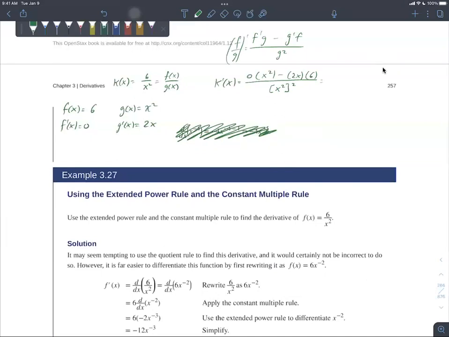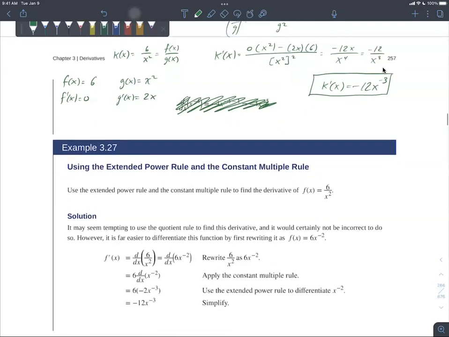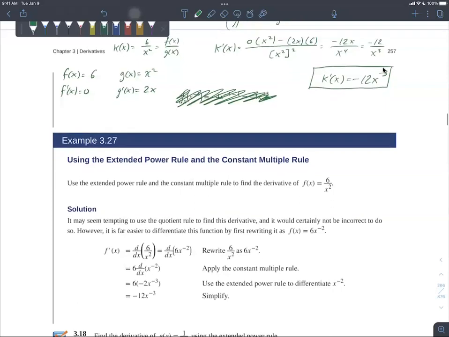Okay, so I can simplify this here. 0 times x squared is just 0, minus, on top I'm going to have a 12x. On the bottom I'm going to have x to the 4th. And so this simplifies to -12 over x to the 3rd if you cancel out an x, and this can be written as -12x to the -3rd, if you will. Okay, so that was the tougher way, using the quotient rule.